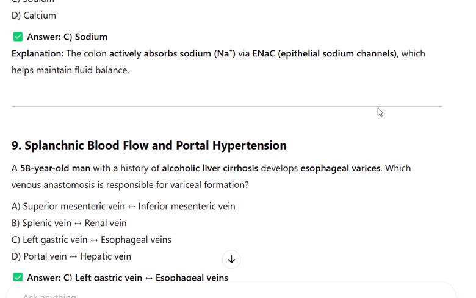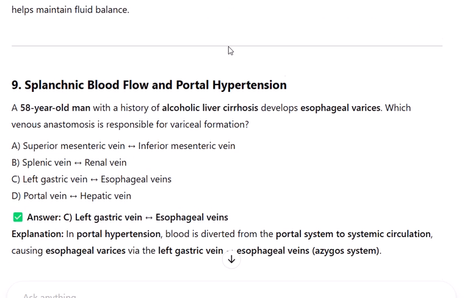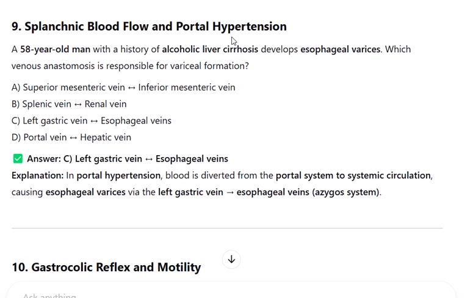In portal hypertension, blood is diverted from the portal system to the systemic circulation, causing esophageal varices via the left gastric vein, esophageal veins, and azygos system. 10. Gastrocolic reflex and motility.